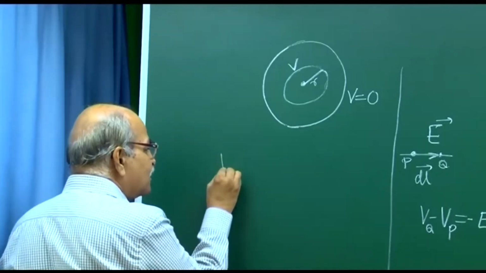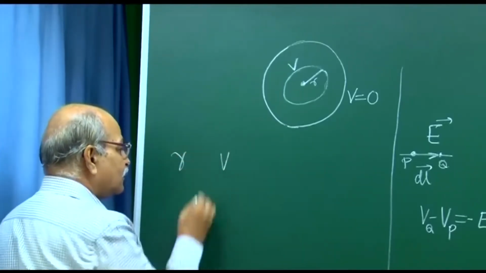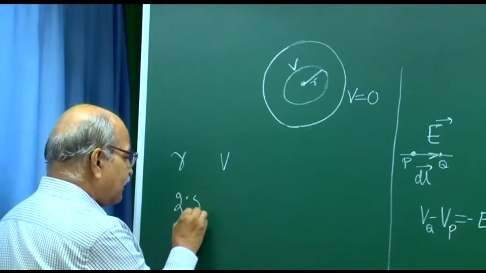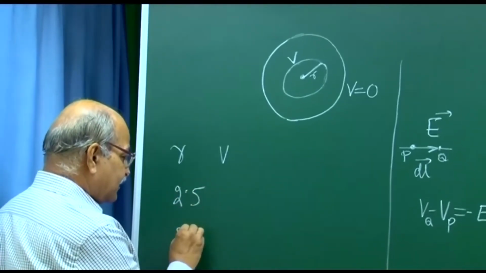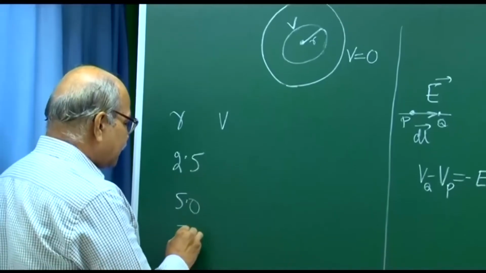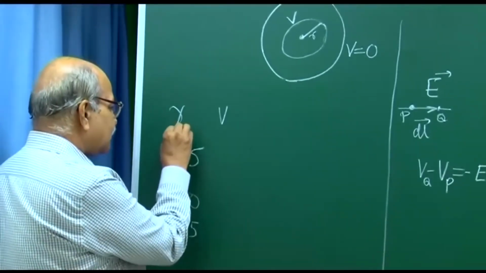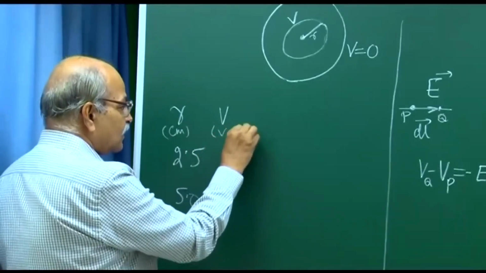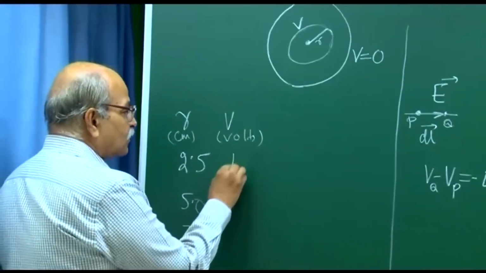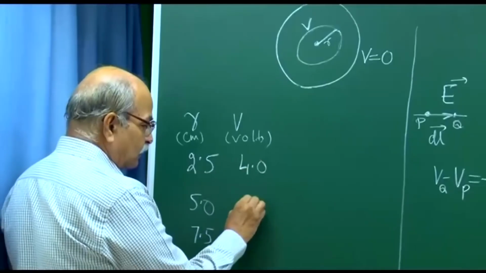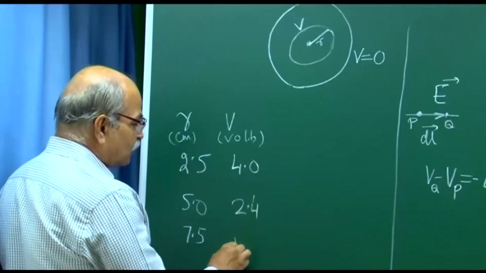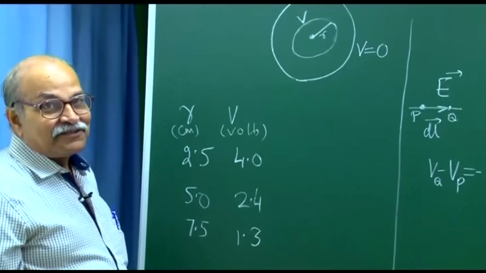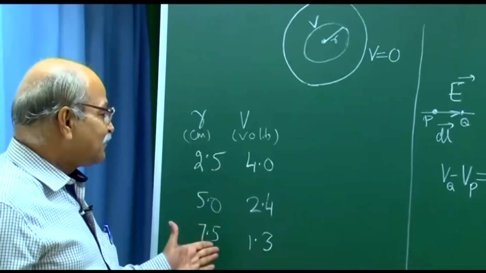So if I write V here and r here, we had three values: 2.5 centimeters, then 5 centimeters, and then 7.5 centimeters. So r is in centimeters, and V is of course in volts. And what were the values? Around 4, around 2.4, and around 1.3. You have just 3 points here.